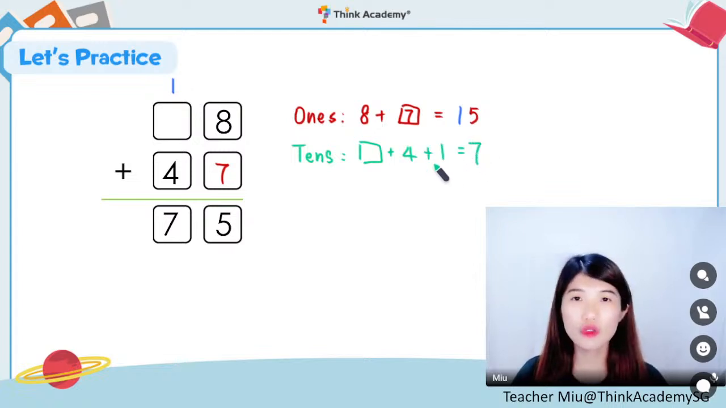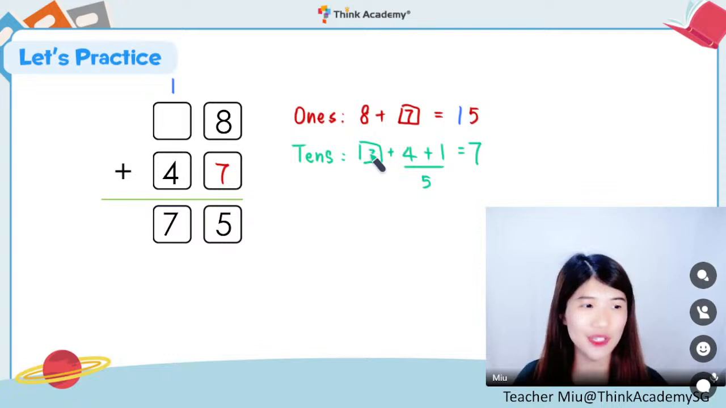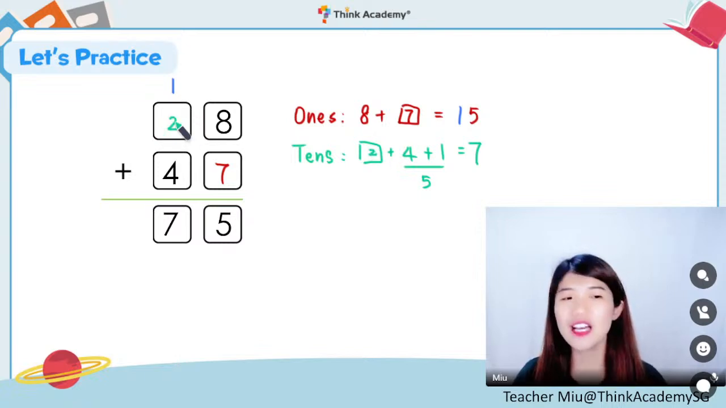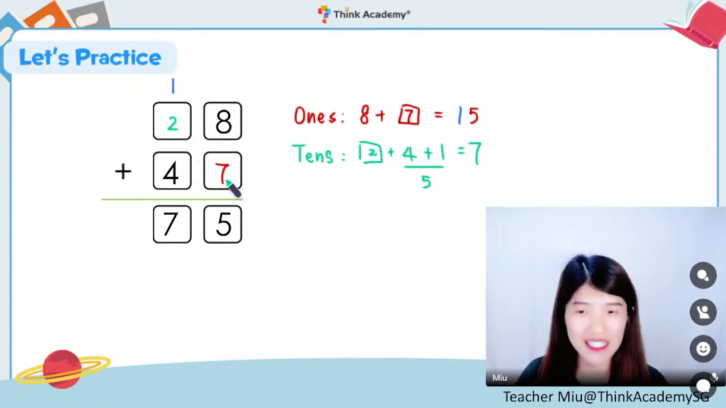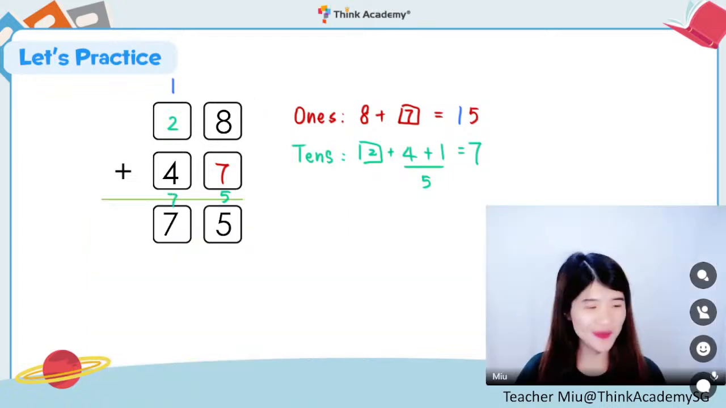So do the part you can do first. That is 4 plus 1, which gives you 5. So something plus 5 gives you 7. That something must be 2. So that's how you can get the answer: 28 plus 47 gives you 75. Don't forget to check your answers, guys. Here you see 8 plus 7 gives you 15. And then for the carryover, 1 plus 2 plus 4 gives you 7. That's how we get to the correct answer. Are we okay with this part?